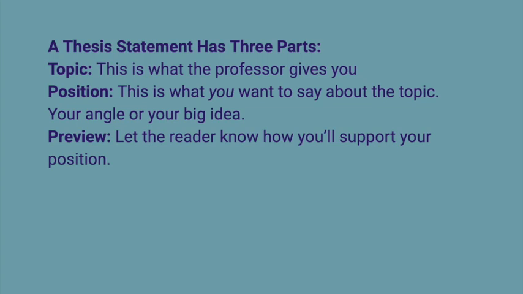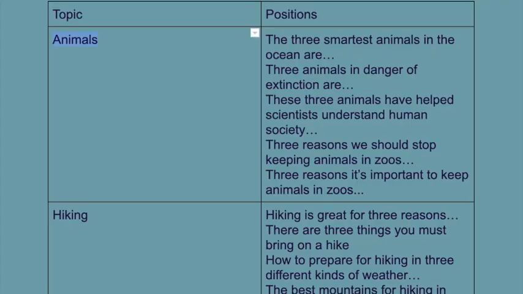So here are those topics again that we saw. Let's look at some of the positions that are connected. Okay, animals. Well, there are so many different things you can write about animals. So here are a few examples. The 3 smartest animals in the ocean, or 3 animals in danger of extinction, or these three animals helped scientists understand human society. Those are positions, those are ways of approaching the topic of animals that you could use. And the other thing you'll notice, the topic animals is very broad, but these positions are very focused.